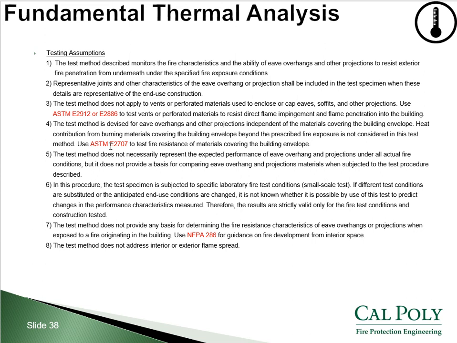Third, you would apply E2957 if the flame ignited the roof eave or floor projections when exposed to an exterior fire, but you would not apply E2957 if fire originated from the interior spaces. Here, you would have to consult NFPA 286 for guidance on fire development from inside the building.